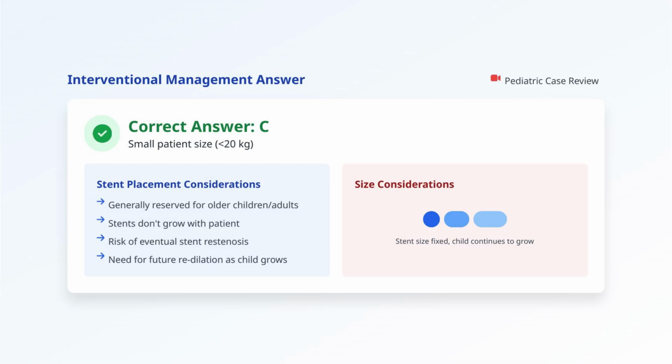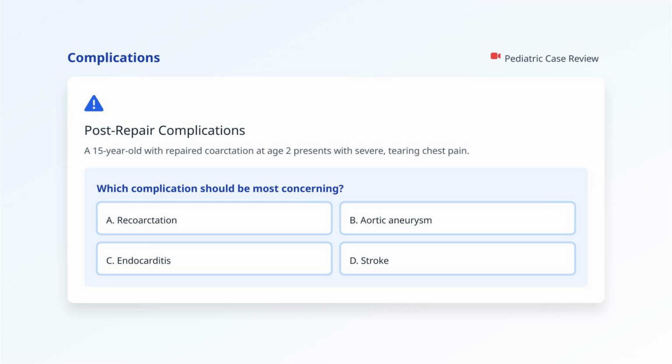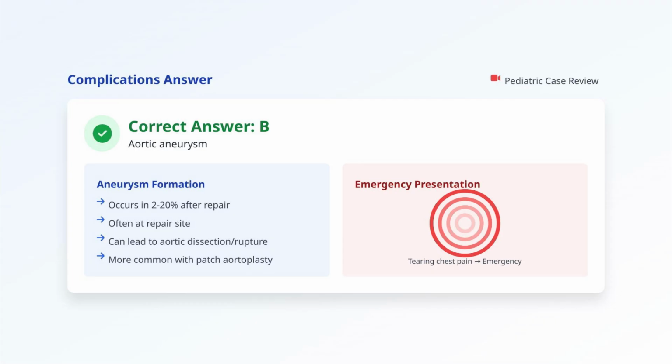A 15-year-old with repaired coarctation at age 2 presents with severe tearing chest pain. Which complication should be most concerning? A. Recoarctation. B. Aortic aneurysm. C. Endocarditis. D. Stroke. The correct answer is B.